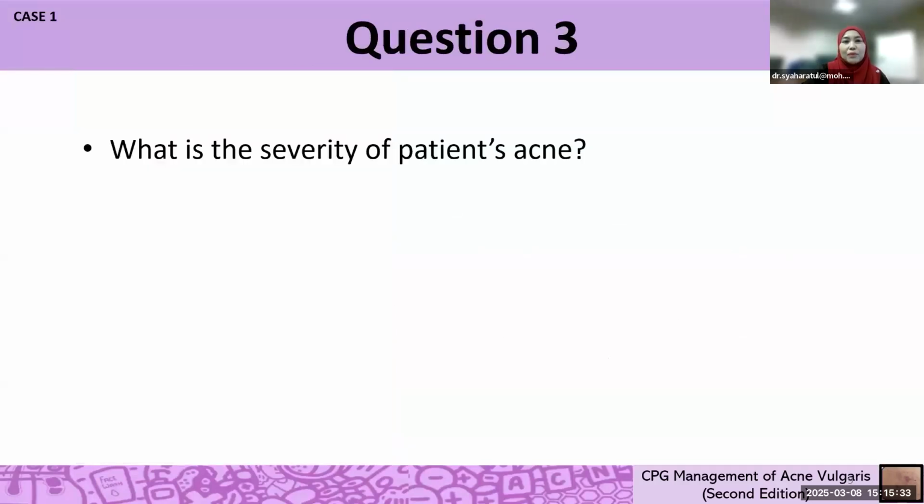Okay, so some of you have answered before, so maybe we can pass this. I'll go straight to the answer. Or is there anyone else who wants to try? What is the severity? Very mild. You only see a few comedones. Do you think this is CAS 1 or 2?